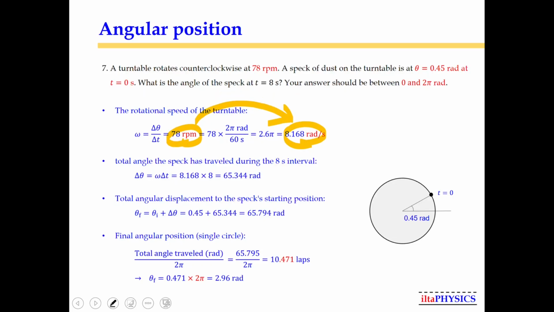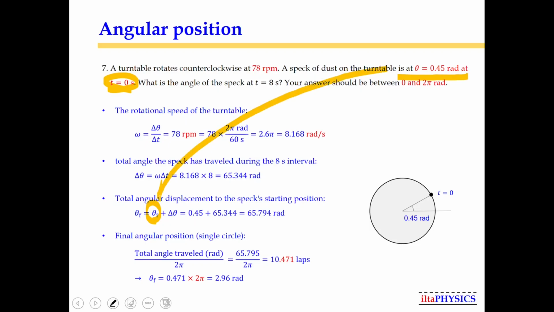Since we find the final position of a rotating object by dividing the total rotation angle by 2 pi, let's find the total rotation angle first. The angular displacement over 8 seconds is the angular velocity multiplied by 8 seconds, which comes out to 65.344 radians. One thing to be careful about here: since an initial position at t=0 was given, the total angular position including that starting point is 65.794 radians.